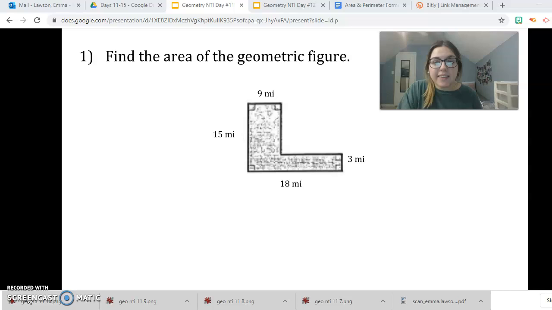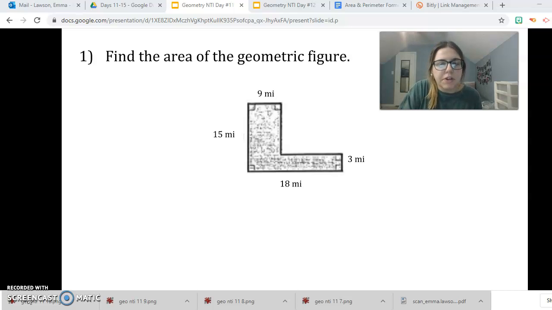So on day 11, we're going to continue with area and perimeter, and we're going to keep focusing on area of irregular shapes. So this is similar to what you all did on Friday on Delta Math, but I think you might find this activity a little easier. All right, so here is my first problem, and we have to find the area of this figure.